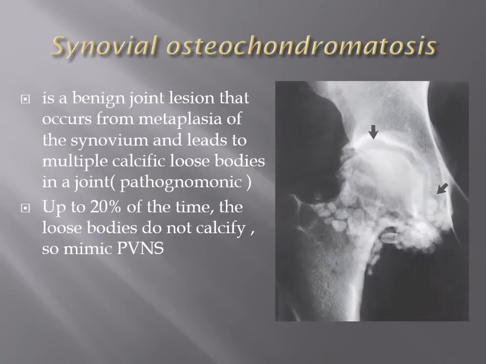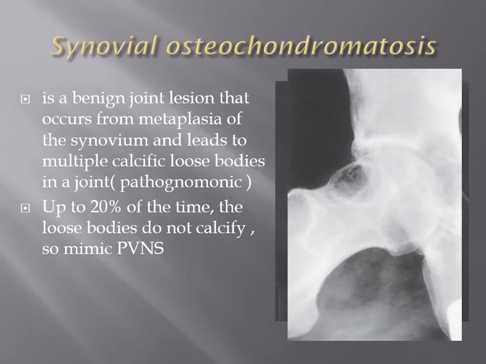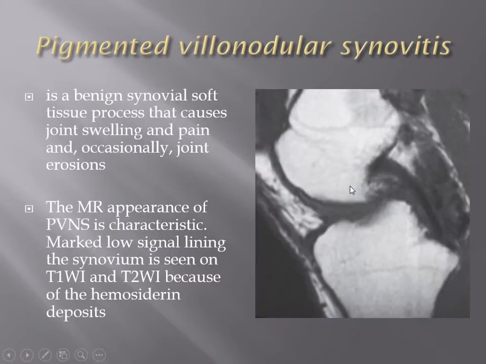Okay, the next one is synovial osteochondromatosis. This is a benign joint lesion from metaplasia of the synovium and leads to multiple calcified loose bodies. These bodies are pathognomonic for this lesion. However, in up to 20%, these loose bodies do not calcify, and when that happens, it will mimic pigmented villonodular synovitis, which is seen in this case. This can be one of the differentials.